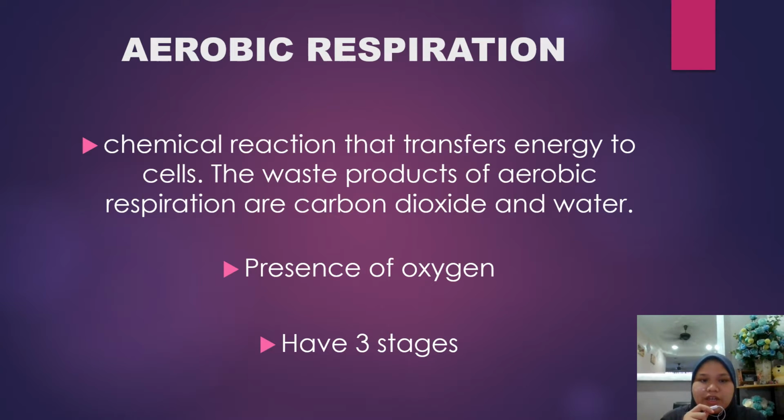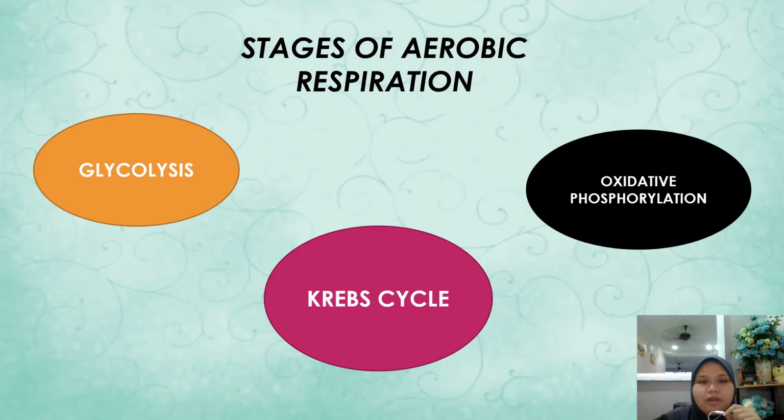Aerobic respiration is a chemical reaction that transfers energy to the cell. The waste products of aerobic respiration are carbon dioxide and water. The equation of aerobic respiration is glucose plus oxygen becomes carbon dioxide plus water and also ATP. Because there is presence of oxygen, a lot of ATP is produced. There are three stages of aerobic respiration: glycolysis, Krebs cycle, and oxidative phosphorylation, also known as the electron transport chain, or ETC.